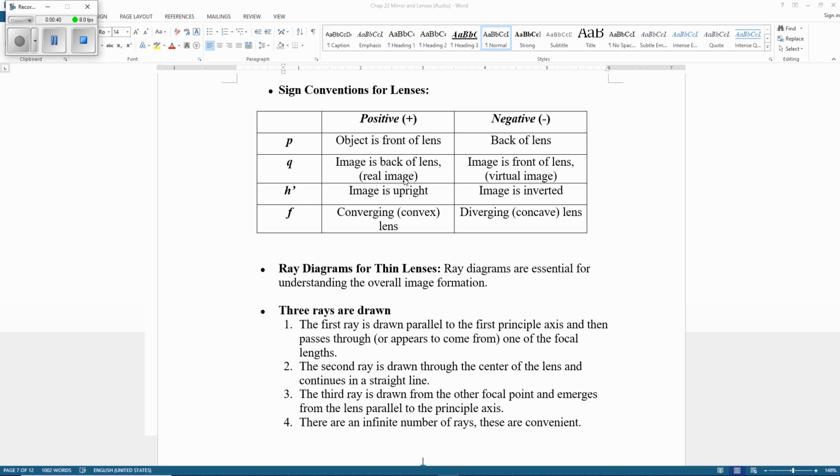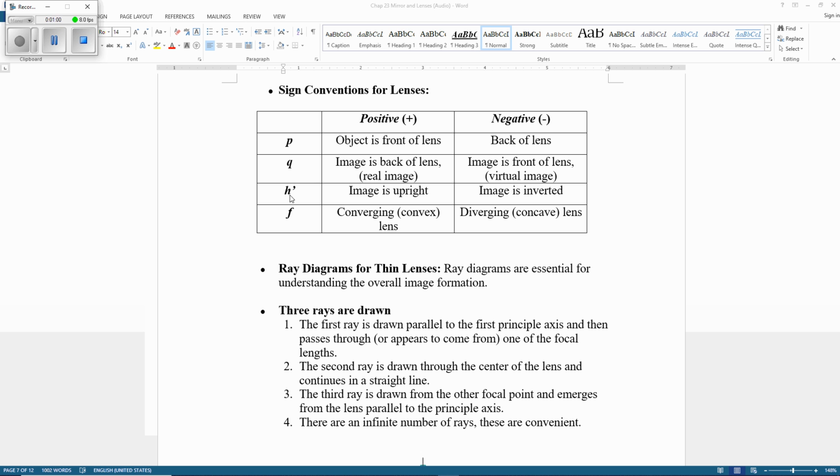That gives you a real image. Now Q is negative if the image is in front of the lens. That gives you a virtual image. That's very important. If Q is positive, it gives you a real image. If it's negative, it gives you a virtual image.